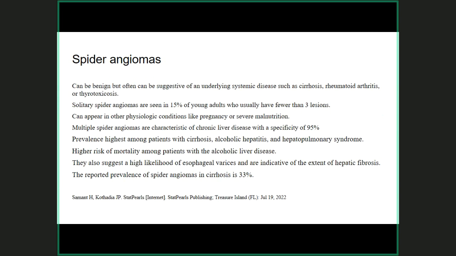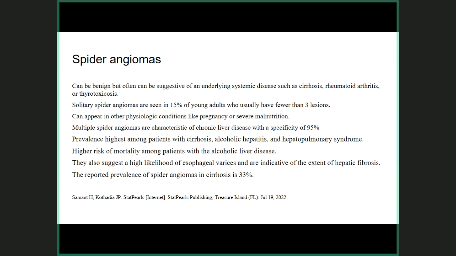They are benign, but can suggest an underlying systemic condition such as cirrhosis and thyroid conditions such as thyrotoxicosis. Solitary spider angiomas can normally be present in individuals, usually fewer than 3. They can also occur in physiological conditions, mostly hyperestrogenic states, such as pregnancy or severe malnutrition. When you have multiple spider angiomas, you need to be looking for chronic liver disease.